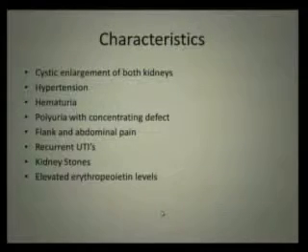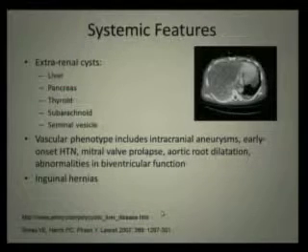The characteristics of this disease are cystic enlargement in both kidneys, hypertension, hematuria. They can get polyuria with the concentrating defect where the tubules just aren't able to concentrate the urine. They can get flank and abdominal pain from the size of the kidneys or infection. They can get recurrent UTIs, kidney stones, and also an elevated erythropoietin level.